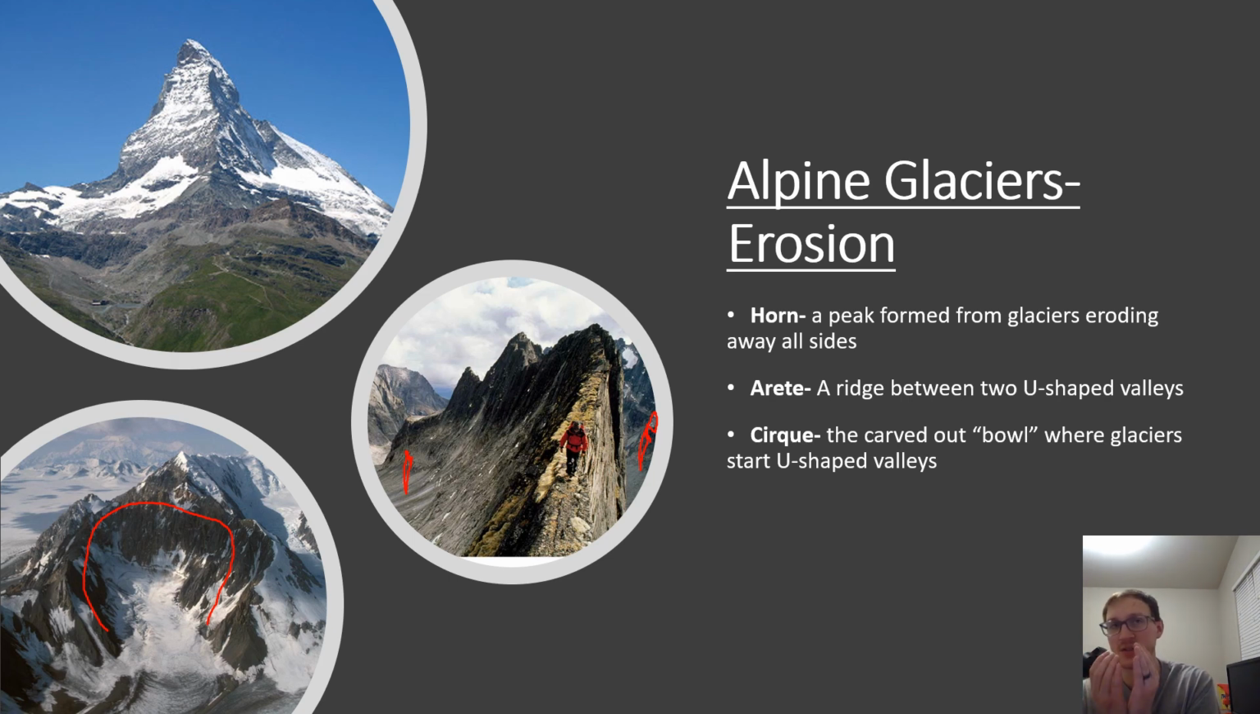So after years and years of buildup, more snow, more ice, more freezing, this stuff is going to build up. But eventually, the laws of gravity are going to take over and they're going to start pulling that ice back to Earth. So they're going to pull it down the mountain. And that's when glaciers start moving, and that's when U-shaped valleys start forming.